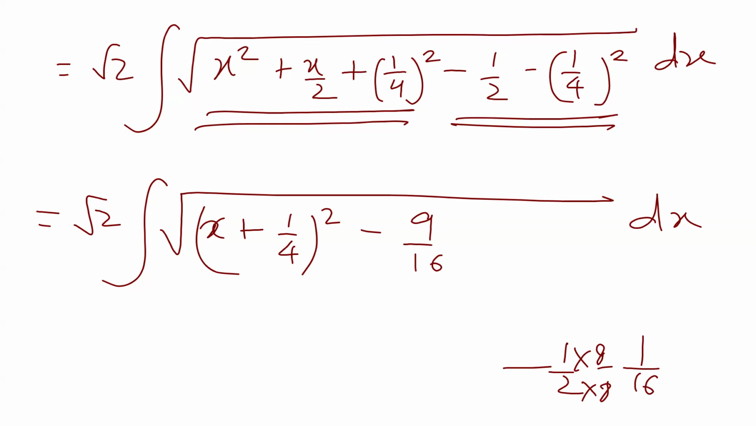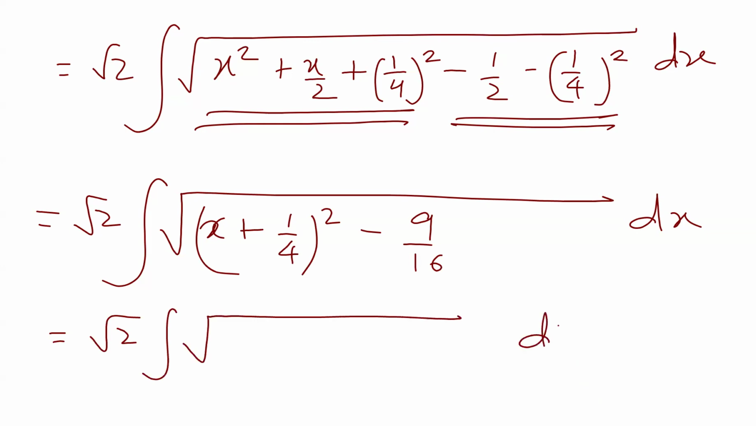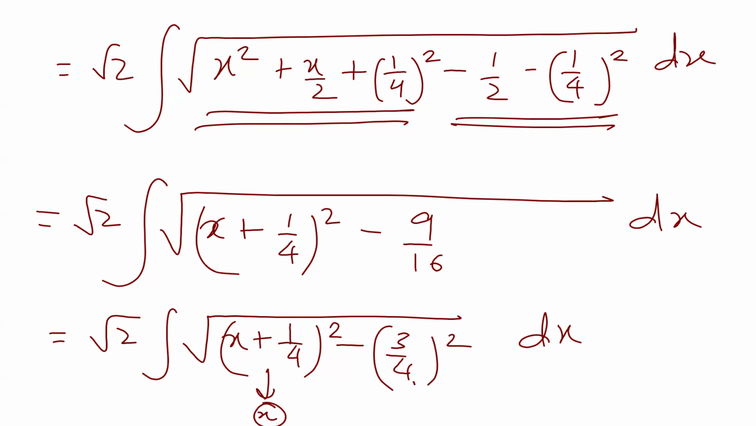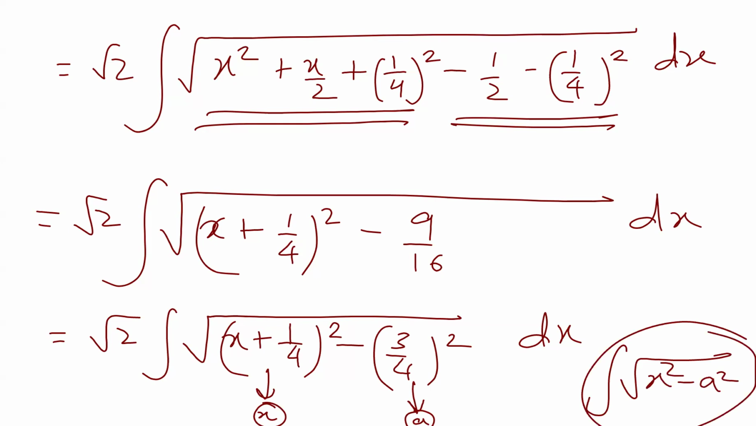After simplification. Okay. Now 9 by 16 you have to express in the form of perfect square. So x plus 1 by 4 the whole square minus 3 by 4 the whole square. So this entire thing is x plus 1 by 4, and this is a. So use 1 upon root of x square minus a square formula. So that formula is x upon 2 root of x square minus a square minus a square by 2 log mod x plus root of x square minus a square.